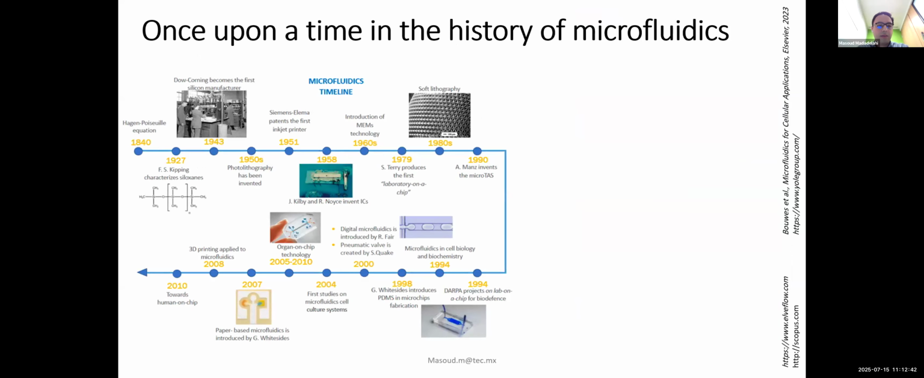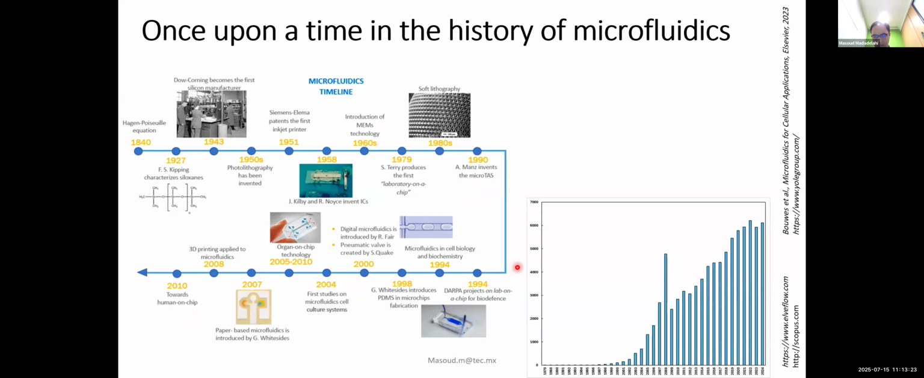This field is not that new. You can see that we can consider the first start point in 1840 by the introduction of the Hagen-Poiseuille equation, which is very famous in fluid mechanics. Then in 1990, we have the invention of micro total analysis devices by Andreas Manz. And right now we are moving towards organ on a chip, and then human on a chip.